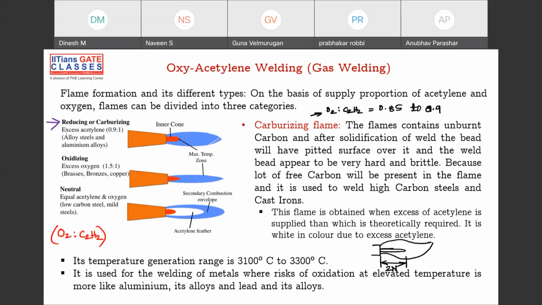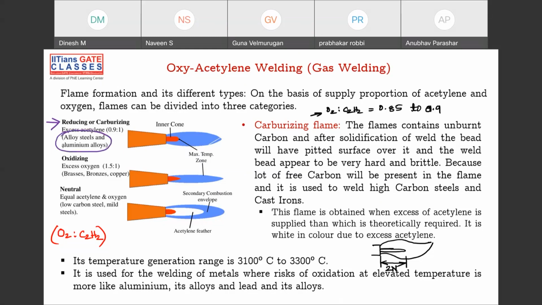Now, where are we using this, sir? We have different flames. Why do we have different flames? Why not make one flame, isn't that enough? Why are we changing all this? Yes, we have to change this composition because every material is unique. They have their own properties, they have their own carbon content, right? So this reducing or carburizing flame is used in alloys and steels and alloy steels and aluminum alloys.